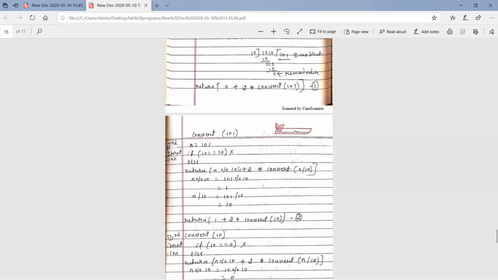Okay, so here we compute n modulus 10. Modulus 10 will give the LSB bit. LSB bit is what? 1. If you divide this 101 by 10, we get the remainder 1. And division by 10 will give the remaining part. What is the remaining part, except the LSB bit? 1 and 0. So 1 and 0.